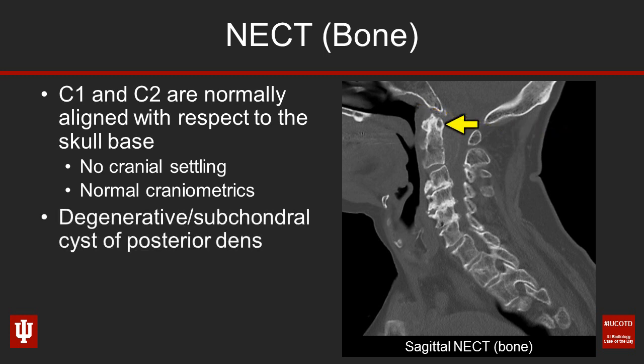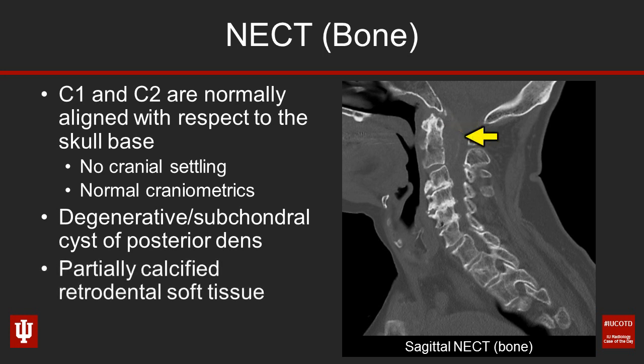If you look carefully, you'll see that there's a large degenerative or subchondral cyst that sits at the posterior margin of the upper dens, denoted here by the yellow arrow. And that's a clue that can help key you in on what this might be. And then you'll also see that we have partially calcified retrodental soft tissue, denoted here by the yellow arrow. When you look at the bone algorithm, you can see it's not coarsely calcified, but there is some fine linear calcification to it.